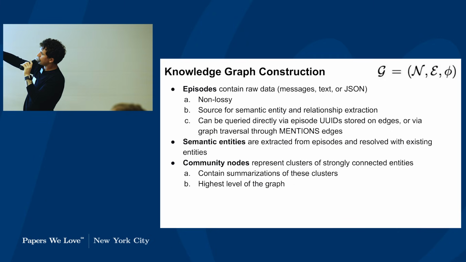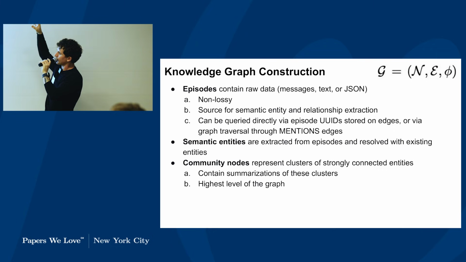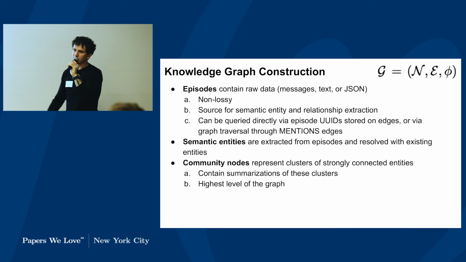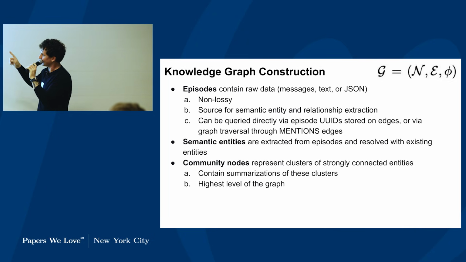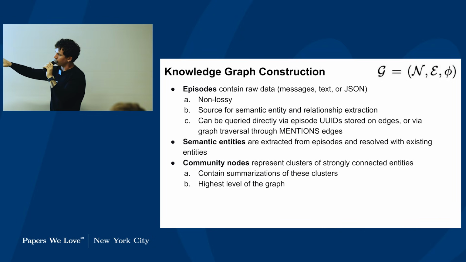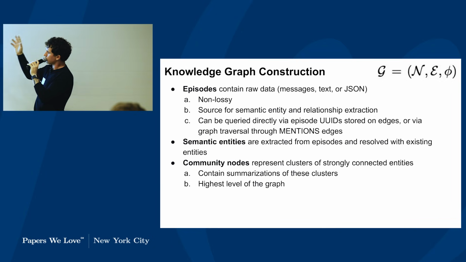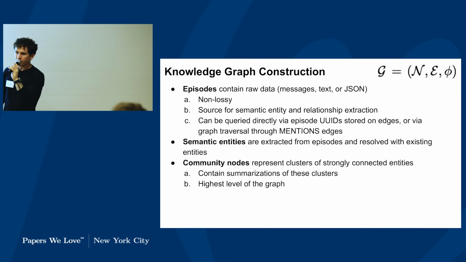From there, we have semantic entities. These are extracted from episodes. So if an episode is a message, we're going to take that message, extract what's called a semantic entity from it, and then resolve those semantic entities against the existing semantic entities in our system. If you haven't read the paper, that probably sounded like French. We're going to dig into that more in a second. And then lastly, the highest level of graph in Zep is this thing called the community. There are community nodes that represent clusters of strongly connected entities, and they contain summarizations of the clusters. Again, it's the highest level of the graph, so we're going to dig into that at the end of the paper. Any questions up to this point?